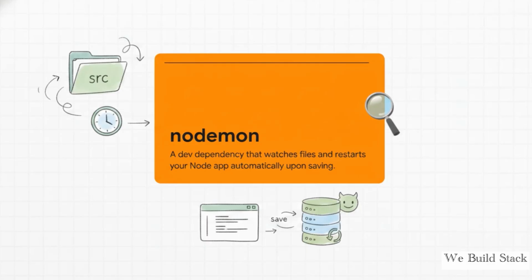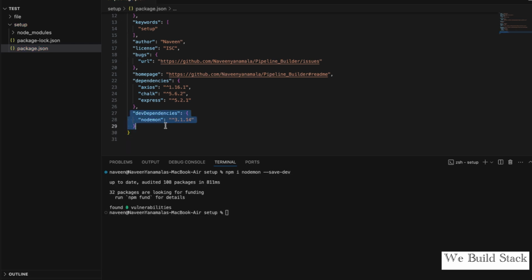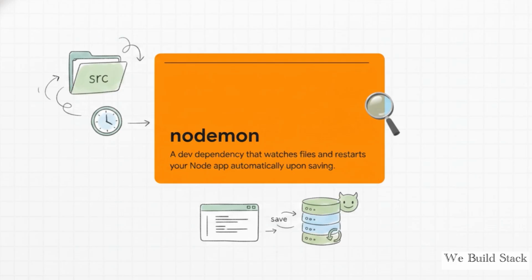For example, installing a tool like Nodemon as a dev dependency, absolute game changer. It basically sits there and watches your files. So instead of you having to manually kill and restart your server every single time you hit save, Nodemon just handles it automatically. It is such a massive time saver.